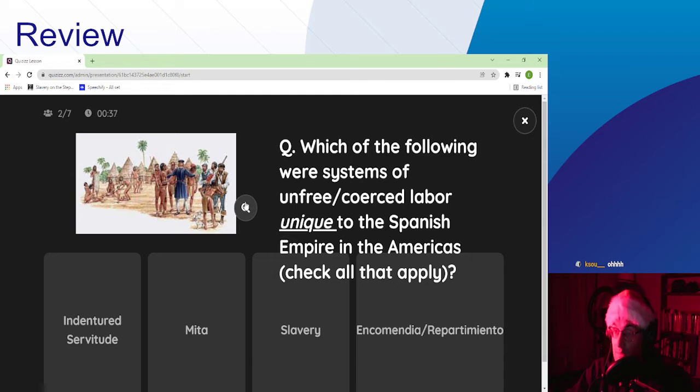Alrighty, so unfree or coerced labor systems that were unique, keyword unique, to the Spanish Empire and the Americas. Check all that apply. We're talking labor systems unique to the Spanish Empire. You've got indentured servitude, the mita, slavery, and the encomienda / departamento.